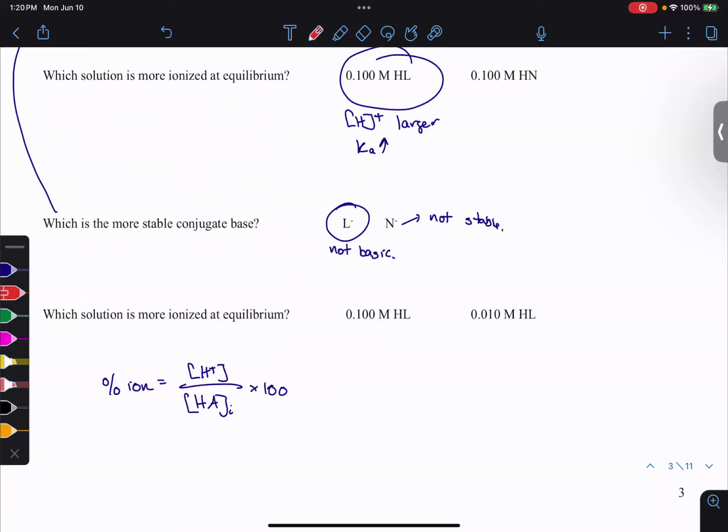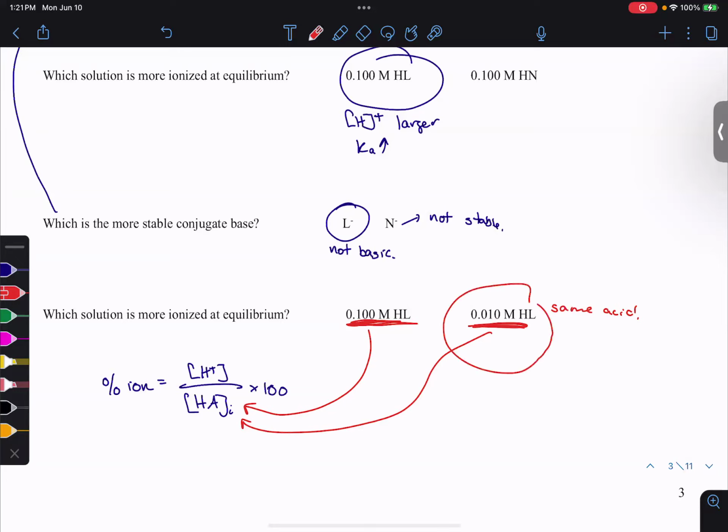Here I say, oh, you have a 0.1 molarity HL solution and a 0.01 molarity HL solution. So these are the same acid. Okay, but their concentrations are different. One's more dilute. So let's just think mathematically. In which situation, a big number or a small number in the denominator, does the percentage come out to be large? Think about it. Small, yeah.